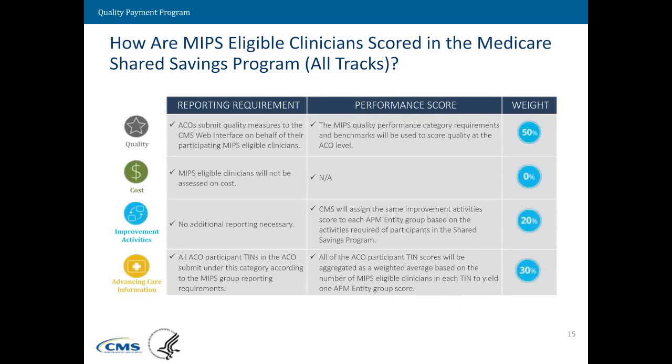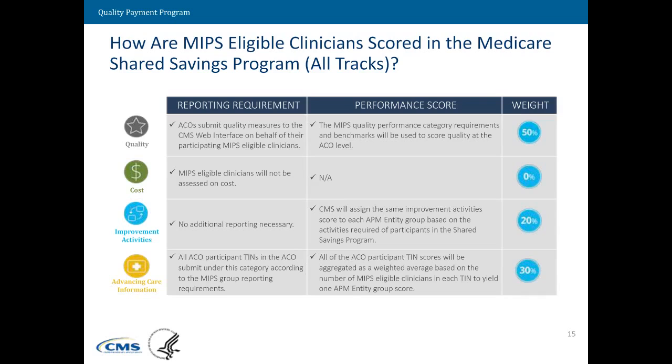How are MIPS eligible clinicians scored in the Medicare Shared Savings Program? And this applies for all tracks, tracks 1, 2, and 3 of the Shared Savings Program. They are scored on quality at 50%. The ACO will submit the measures to the CMS web interface on their behalf.